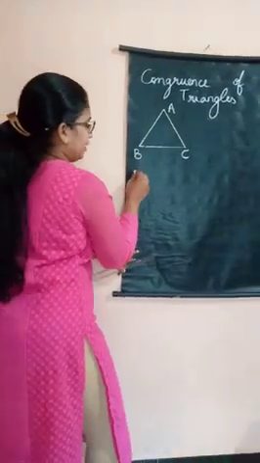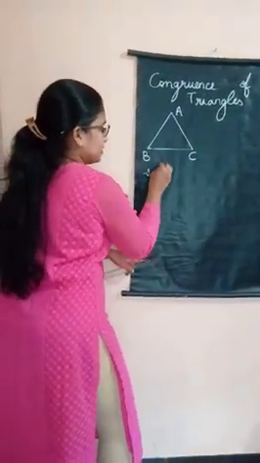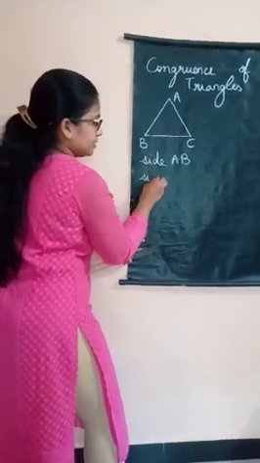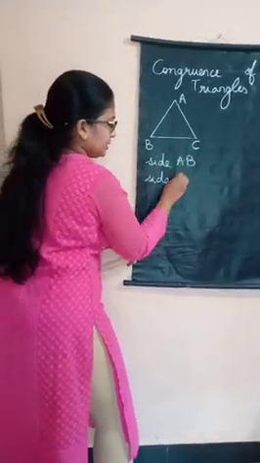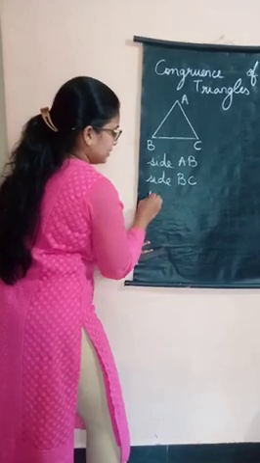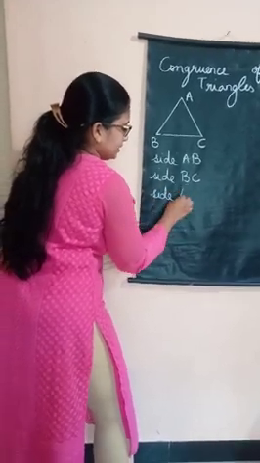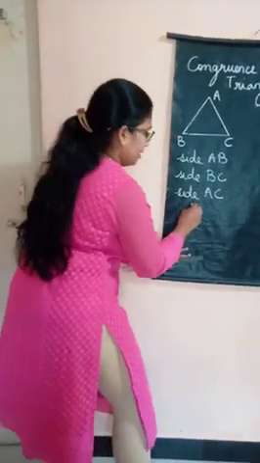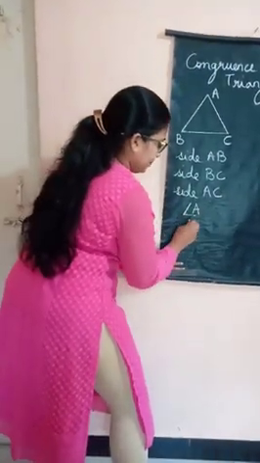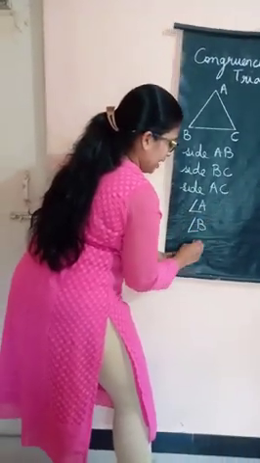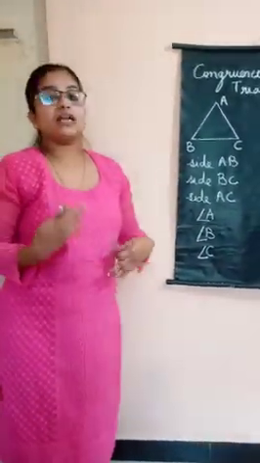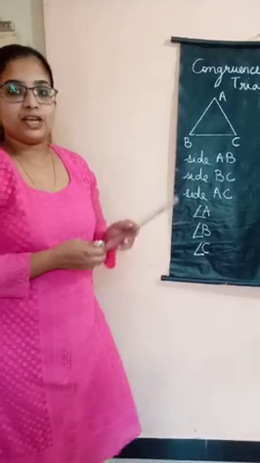In this triangle you have side AB, side BC and side AC. The 3 angles of this triangle are angle A, angle B and angle C. Suppose we have another triangle, a triangle PQR.